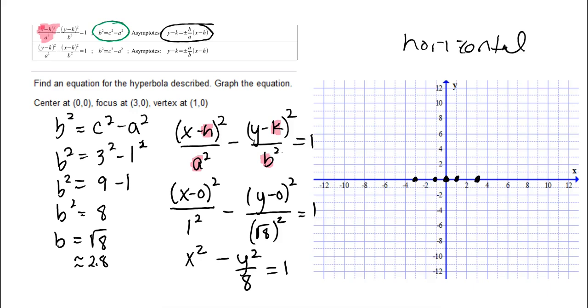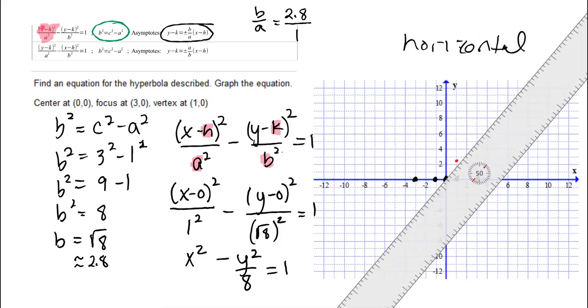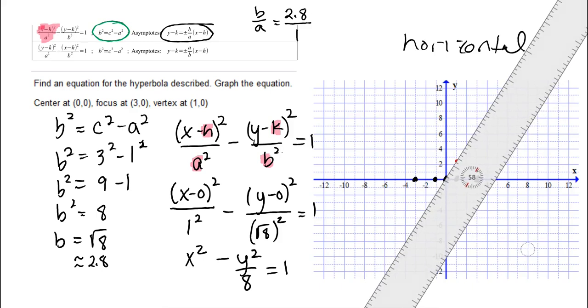The asymptote is going to have a slope of b over a. That's 2.8 over 1. So from the center, if I do rise over run, I'll be able to sketch the asymptote. So from the center, I'm going to rise 2.8 and run 1. That would be about right here. So I can draw one asymptote that passes through the center and has a slope of 2.8.